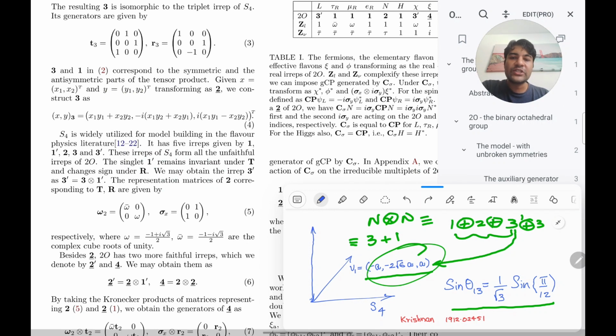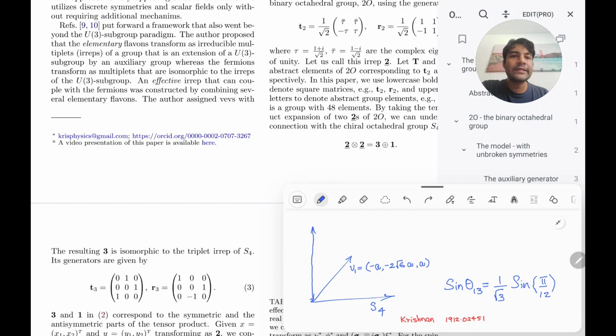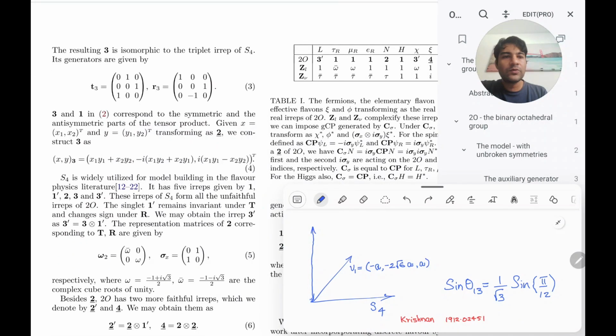That was my motivation. Another thing I would like to point out is that the eighth root of unity tau, as well as the cube root of unity omega, naturally occurs in the construction of the binary octahedral group. I thought that having this eighth root of unity and cube root of unity could be the way to reach pi by 12, which corresponds to the product of these two roots of unity.